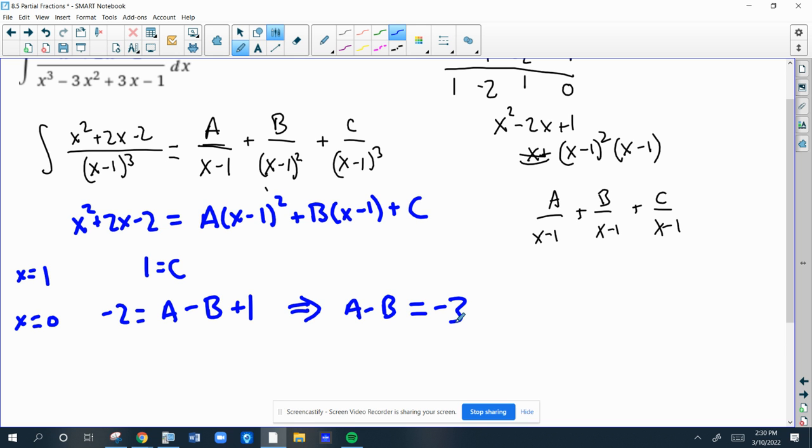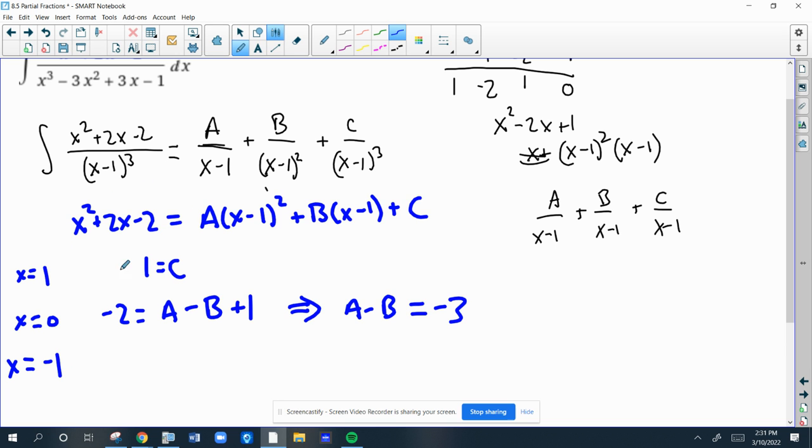So now we have to choose another number to get another equation with a and b, and then we can use any method we know to solve a two equation system to solve for a and b. You'll see. So I'm going to pick another number that's going to work well, and I think I'll try negative 1.